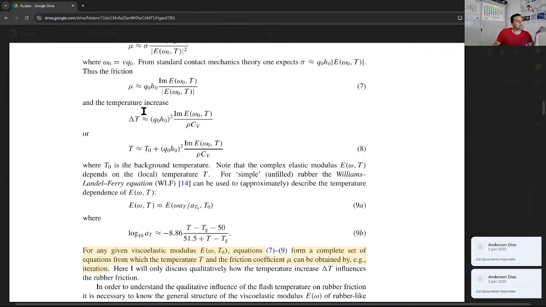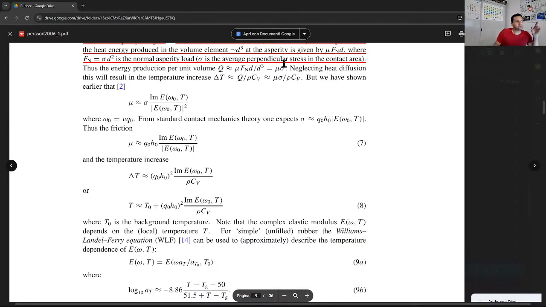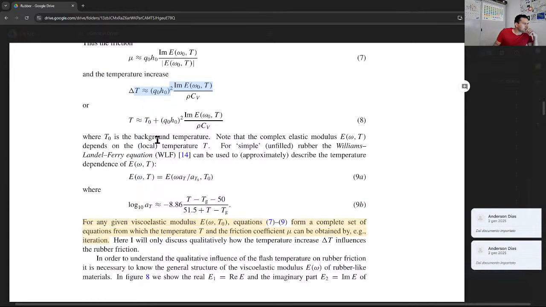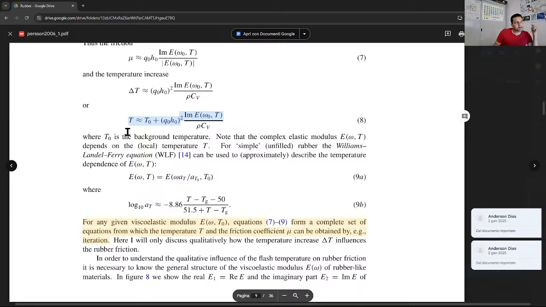Okay, and then it is quite easy to put in these equations to calculate the temperature variation here also. T0 is the background temperature. The main point is that the complex elastic modulus depends on the local temperature. And this is the point where Persson includes the WLF transformation, which was developed by Williams, Landel and Ferry in a 1955 paper.